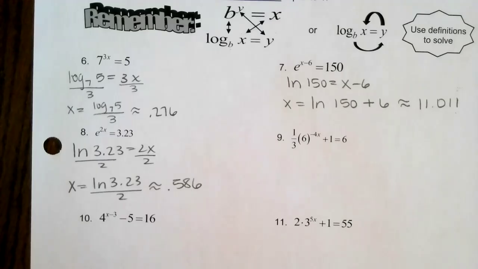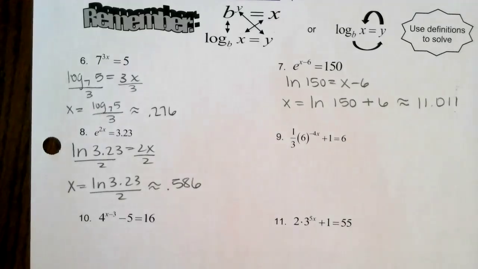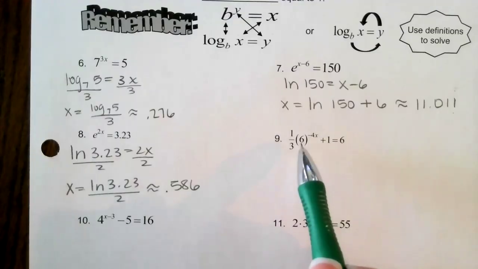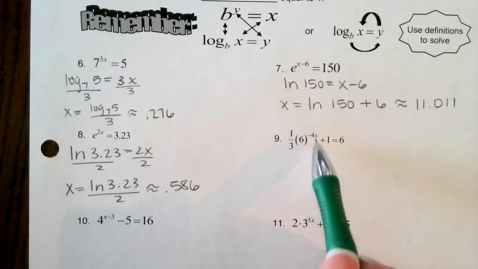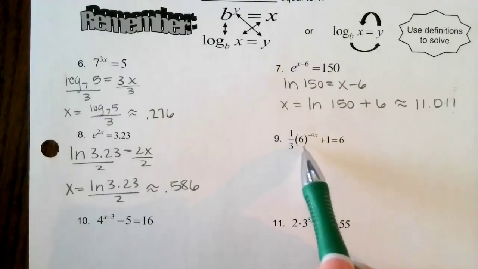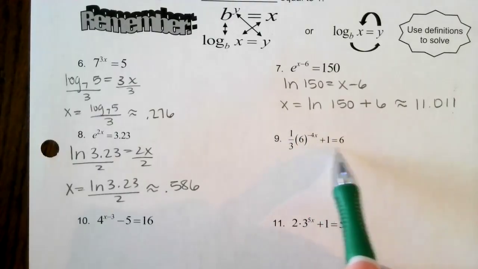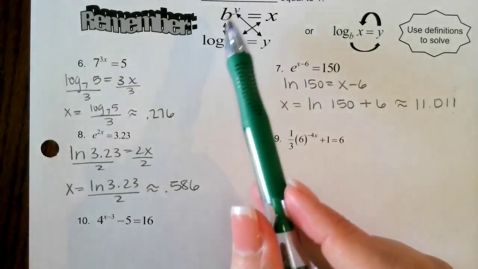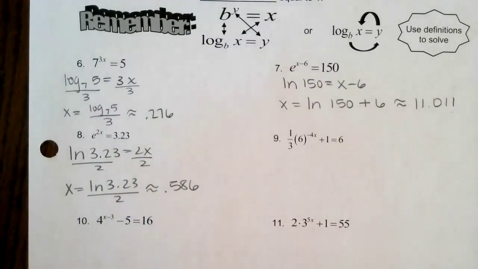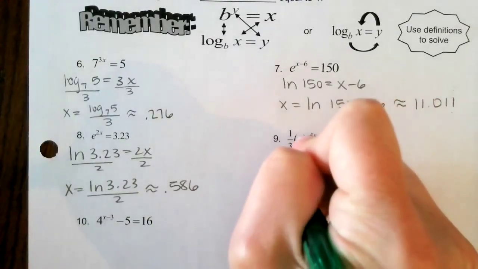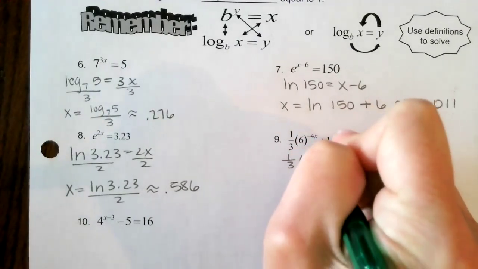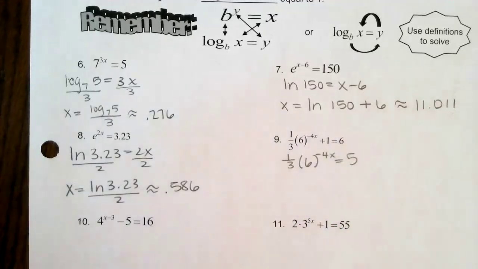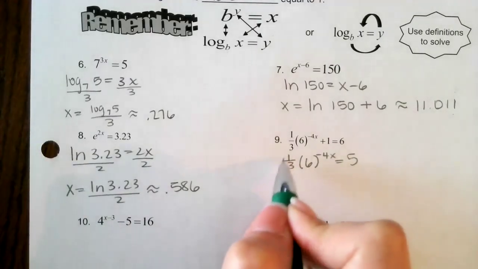The process is still the same. We just got a couple more steps, and they're really before we change this to a log. In order to convert this to a log, I need this part to be by itself. So we need to get rid of that 1, get rid of that 1/3. You cannot use this definition until that exponential is by itself. So I'm going to start by subtracting the 1 to get it to the other side. And then we're going to multiply both sides times 3 in order to get rid of the 1/3.